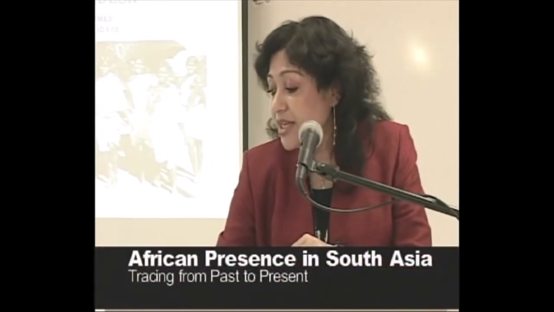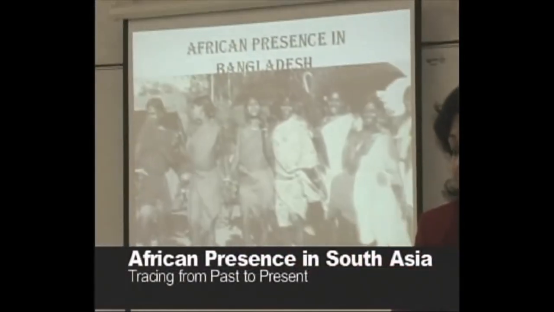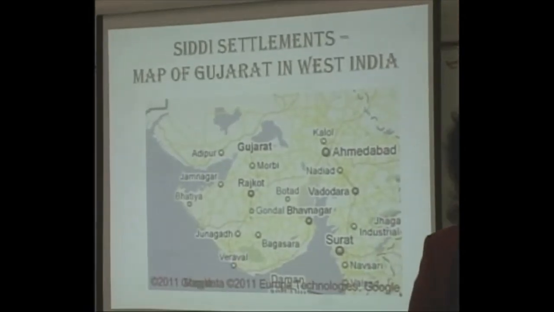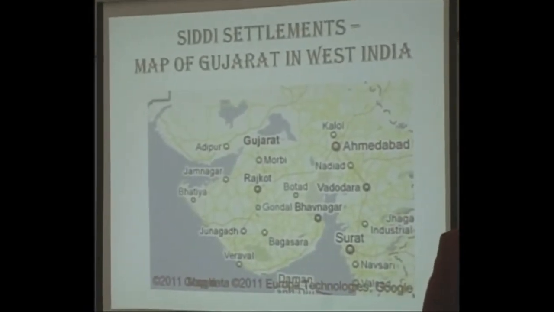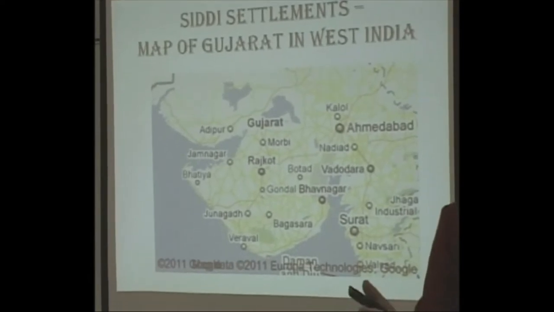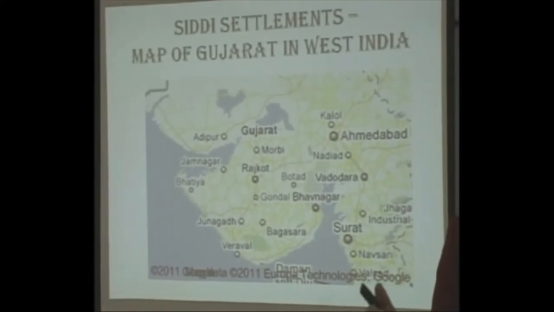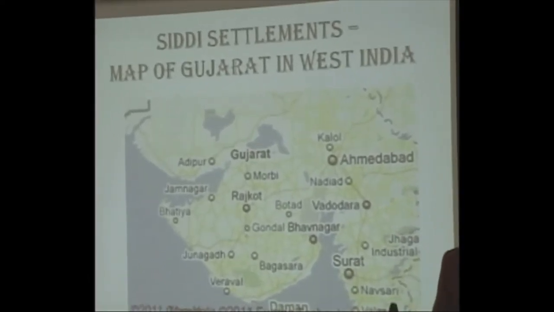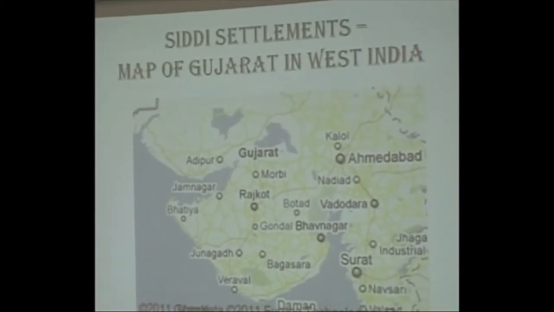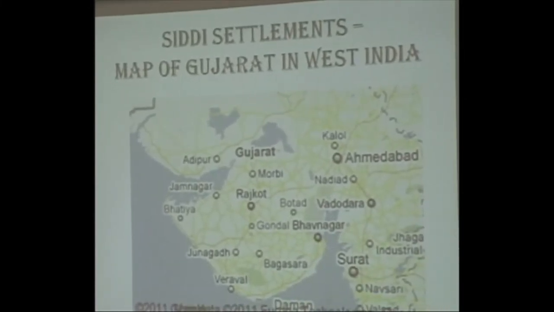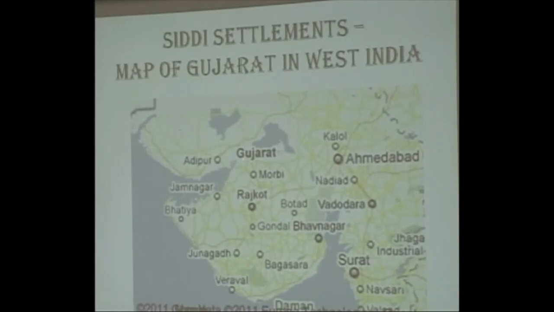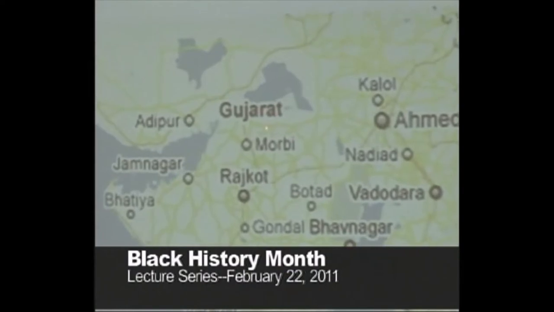Okay. Finally, I'm going to go to some medieval African dynasties in South Asia that were very prominent during the medieval era. And they ruled parts of eastern Bengal and western India. So here, this is western India here, and you have a big concentration of the African population here in the state of Gujarat, in this region, Junagadh, etc.